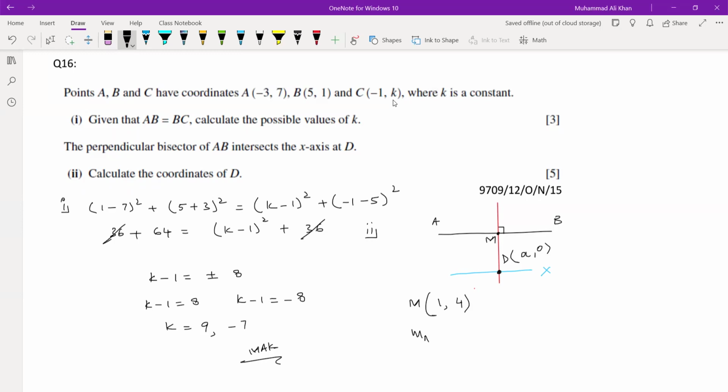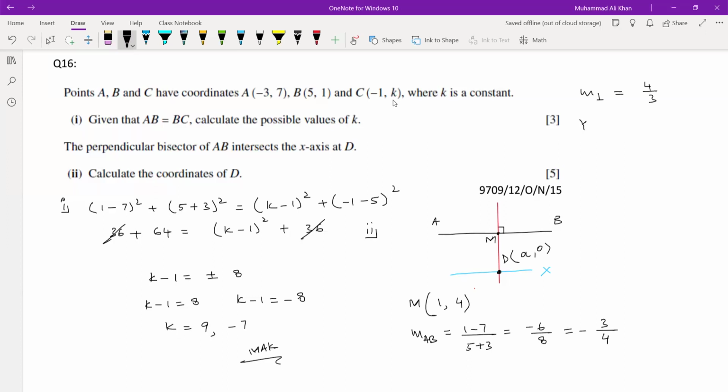After that, the gradient of AB. The gradient of AB will be 1 minus 7 over 5 plus 3. 1 minus 7 is minus 6, here it is 8, and the answer is minus 3 over 4. The gradient of AB is minus 3 over 4. Therefore, the gradient of perpendicular bisector will be 4 upon 3.